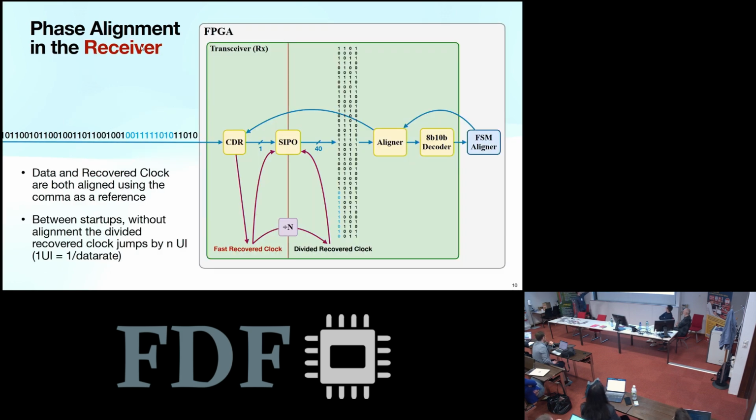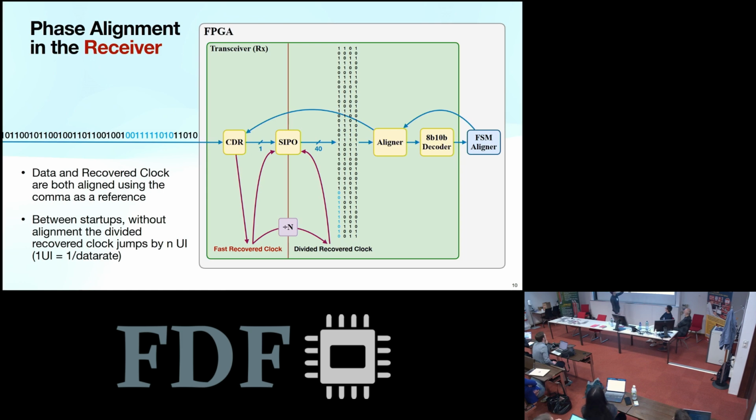So we have the data stream entering in the receiver. The first operation is the clock and data recovery, the CDR. This creates a fast recovered clock, which is gigahertz. And then we have the parallelization in the bus. So we need to divide our fast recovered clock to get a divided, slower recovered clock. And this creates our issue, because when we do this division, at each startup, the phase of our divided recovered clock will be 1 in the 40 possibilities.